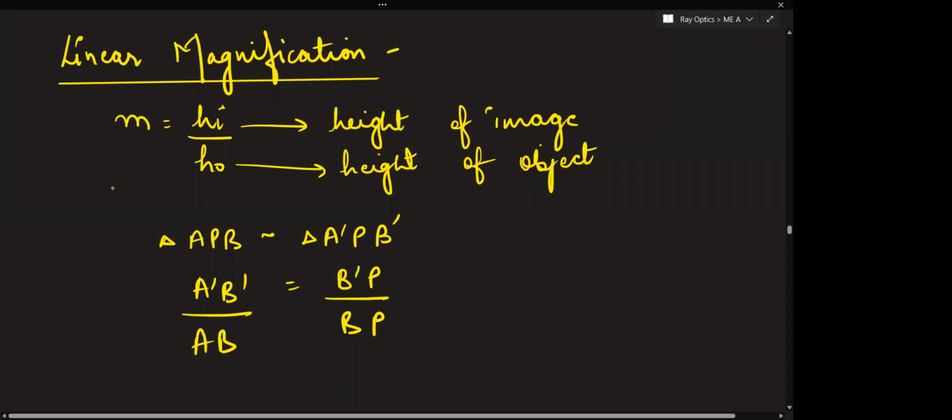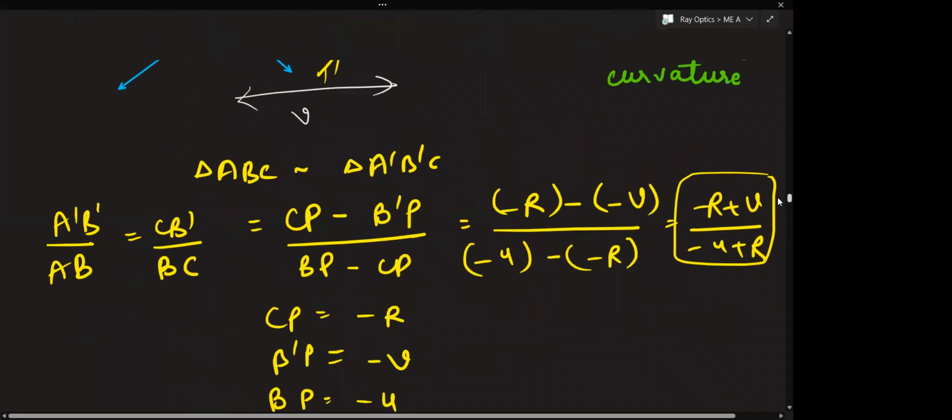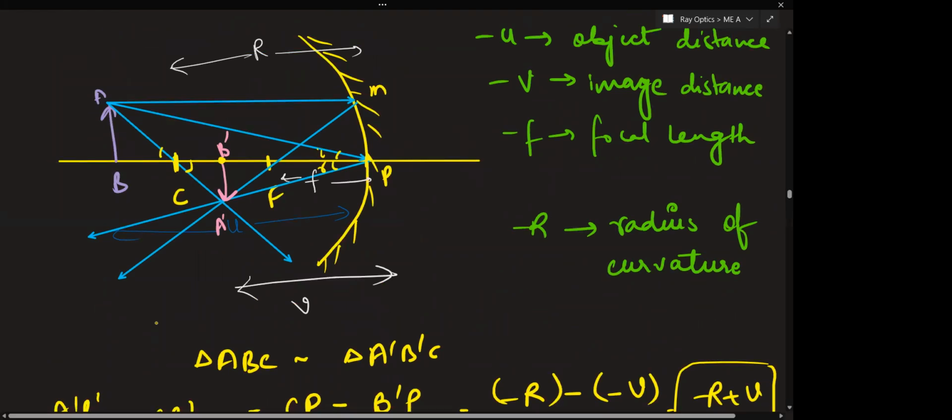If you're still having any issues, let me know. Now see, A dash B dash was what? The image that was formed. So A dash B dash is this length. If you look here, this is A dash B dash, so this is the height of image. This becomes the height of image, and AB is the height of object. So AB is height of object, A dash B dash is height of image.